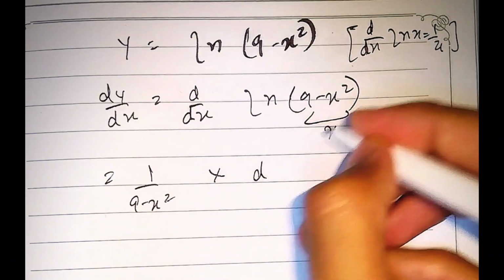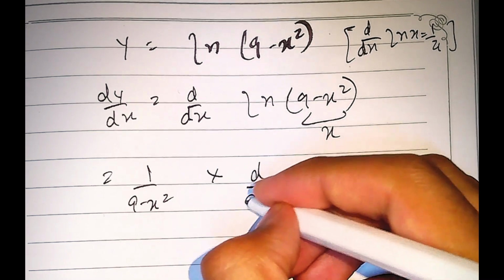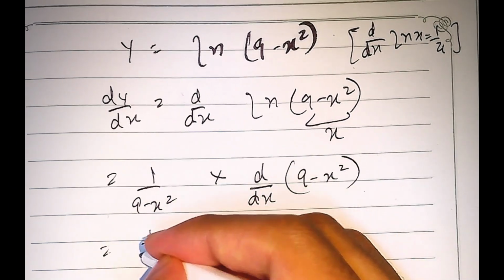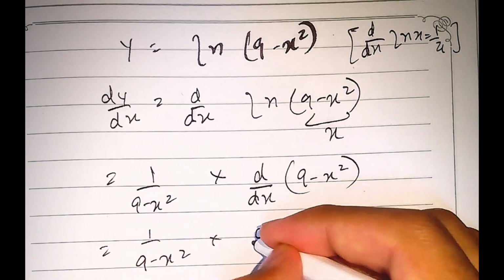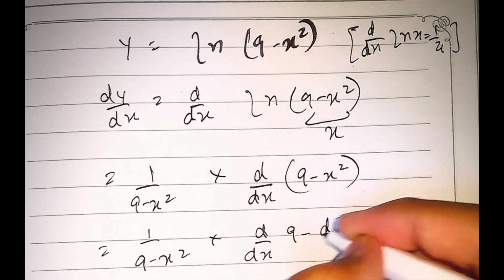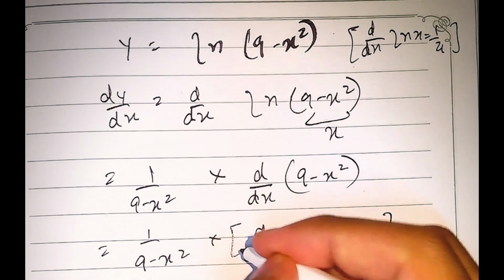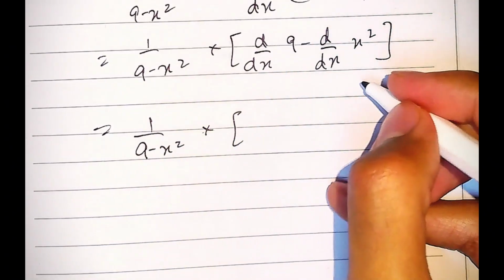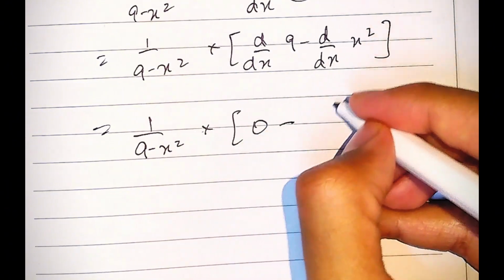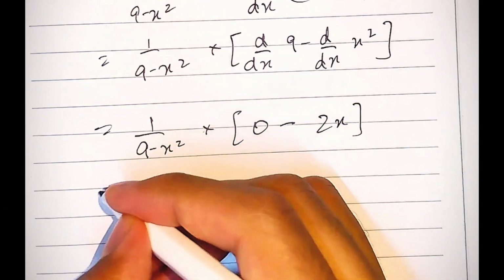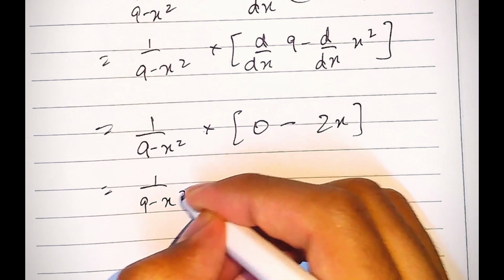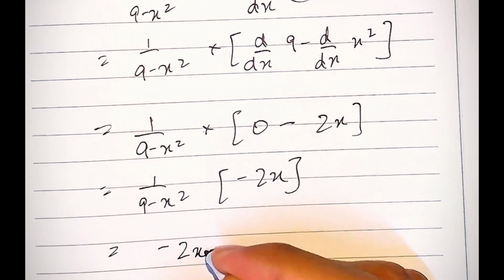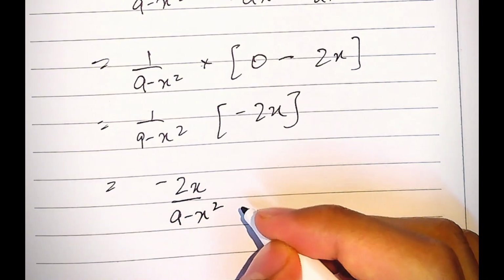And then the derivative of the function, what is the function? It is this thing 9 minus x squared. So we have the derivative of 9 minus x squared. Okay, so 1 divided by 9 minus x squared, we have d by dx, 9 minus d by dx, x squared. Let me just separate it with the bracket. 1 divided by 9 minus x squared multiplied by the derivative of any constant is equal to 0. So we are left with 0 minus the derivative of x squared is 2x. So 1 divided by 9 minus x squared, and we have negative 2x. So the final derivative is negative 2x divided by 9 minus x squared.